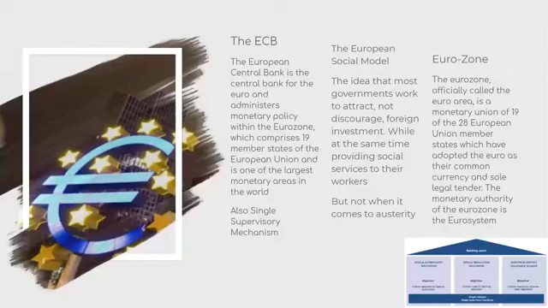This is the idea that most governments work to attract and not discourage foreign investment, while at the same time providing social services to their workers. But this does not occur when it comes to austerity. I like to bring up the European social model because it's an interesting idea, and it's oftentimes what Americans will cite when going as to how we can improve on healthcare, social security, free education. The European social model works in some areas.